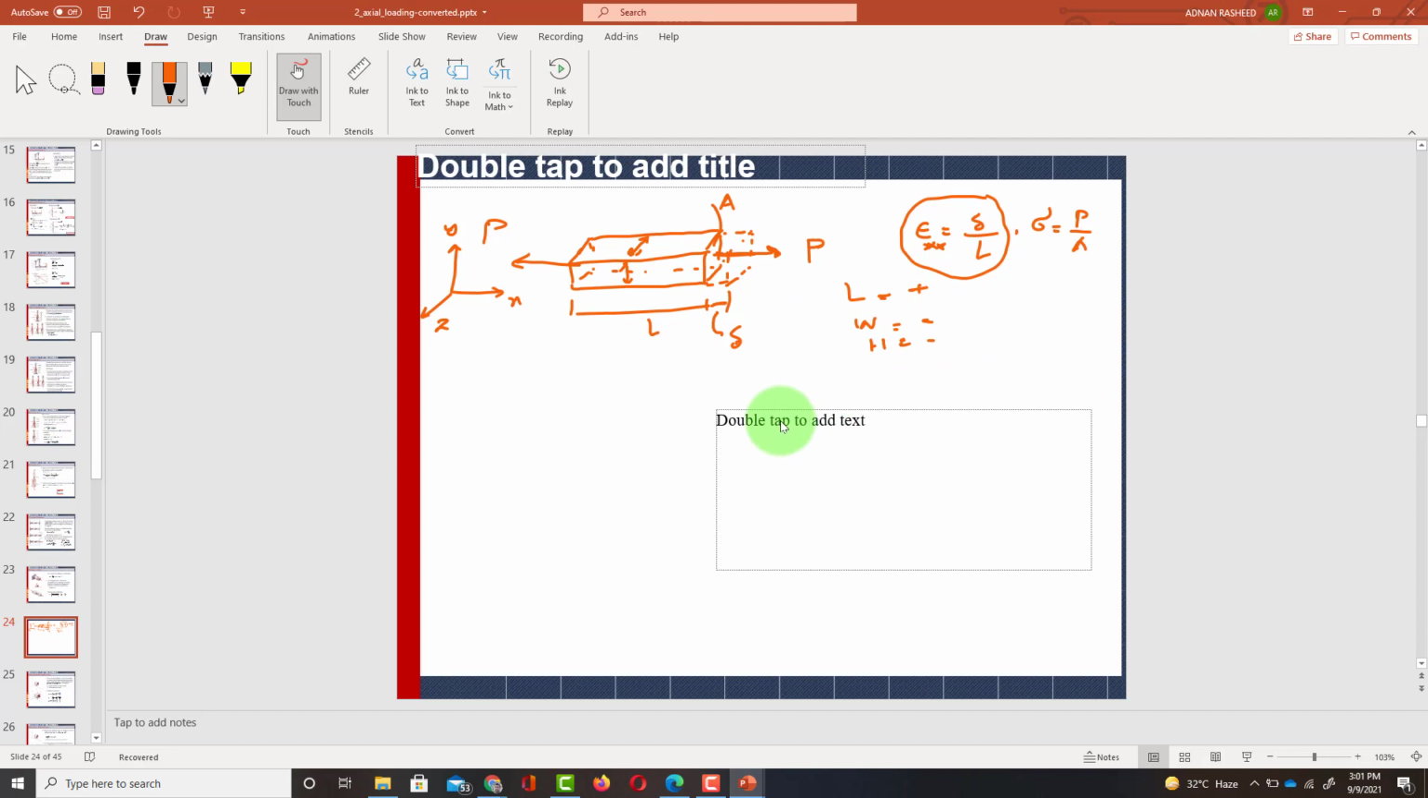So how will you find it? You will find it by using Poisson ratio. Now what is Poisson ratio? Poisson ratio is represented as nu, and it is equal to lateral strain over longitudinal strain.